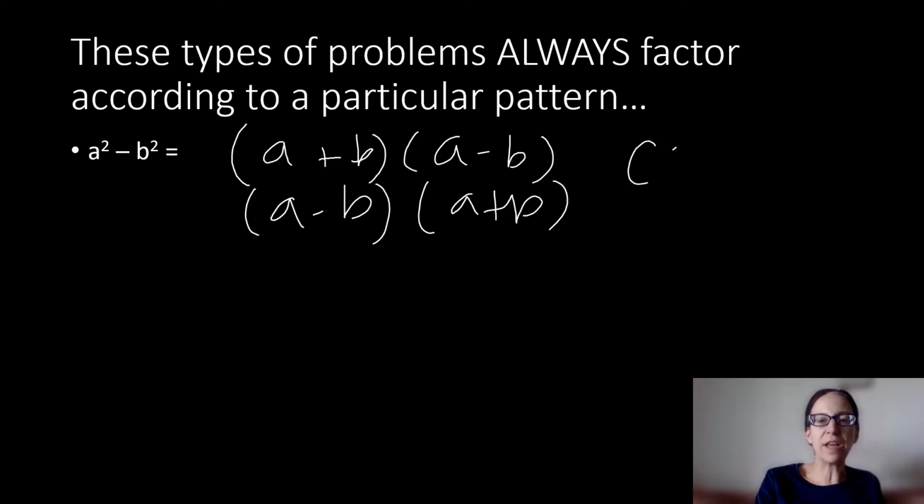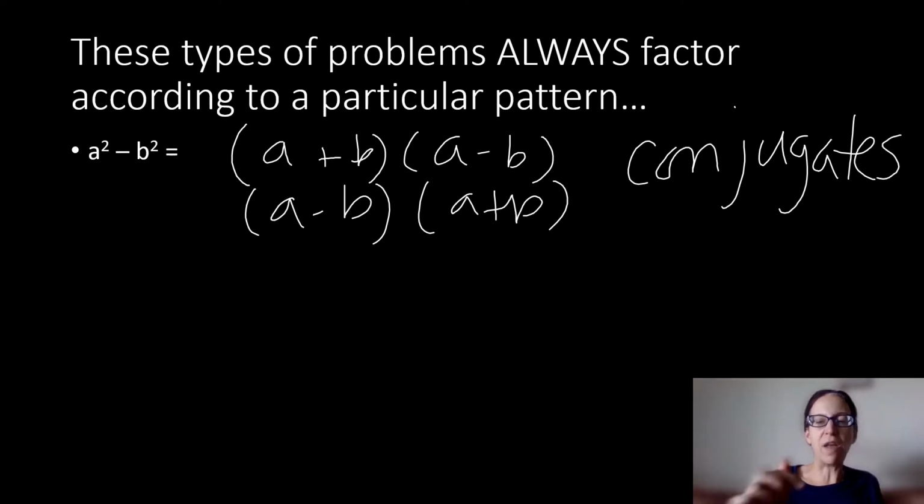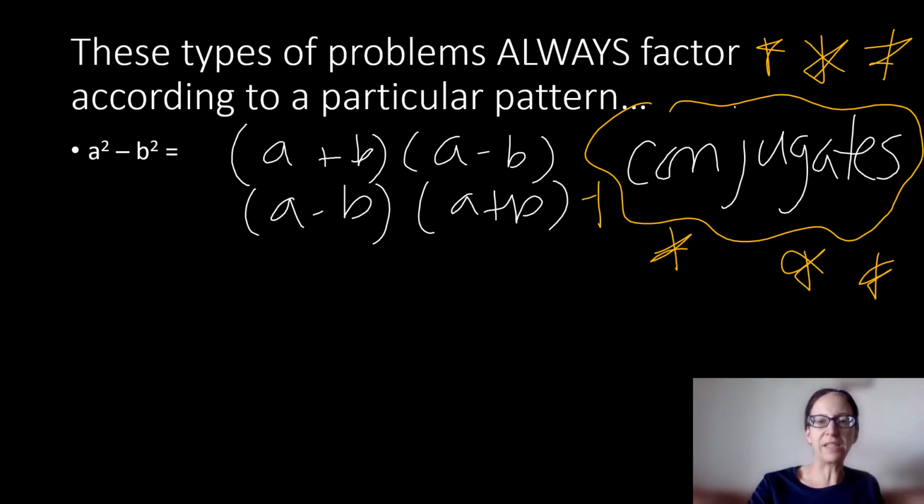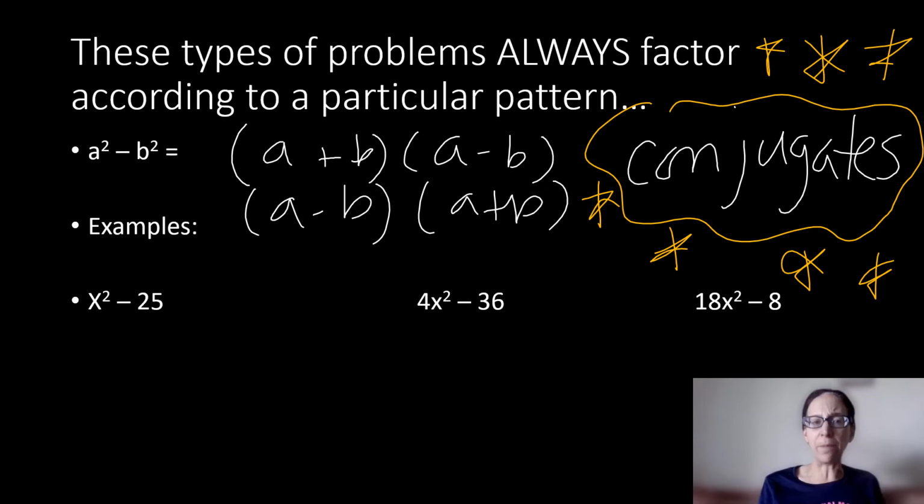Now, the name for this type of factorization, we say they factor into what are called conjugates. Super, super important concept in math. Okay, I'm going to star it. It's a super important concept in mathematics, this idea of conjugates. And the reason they're important is because when you multiply them on the rectangle, the terms on the diagonals end up canceling out.